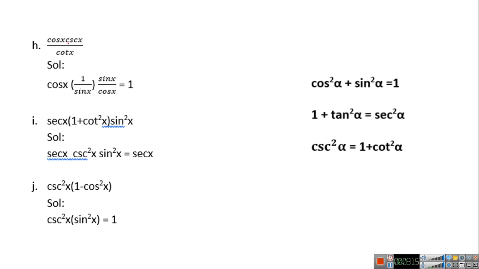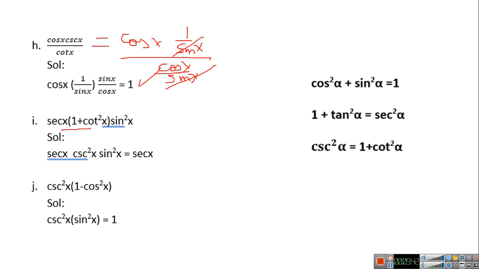Now we have cosecant, cosine and cosecant. Cosecant is 1 over sine. So here you have cosine x, cosecant is 1 over sine x, and down you have cosine x, cotangent is cosine over sine. So what do we do? So this sine x and that sine x cancel out, remains cosine x over cosine x, which is 1.